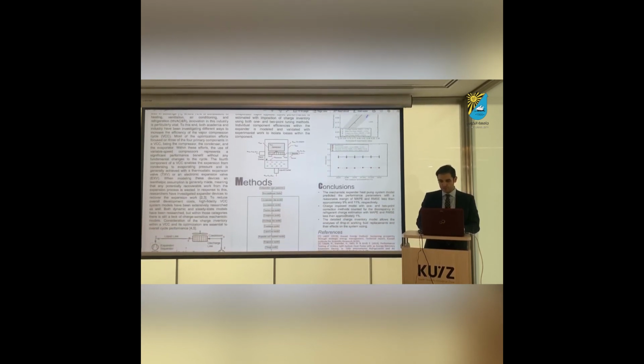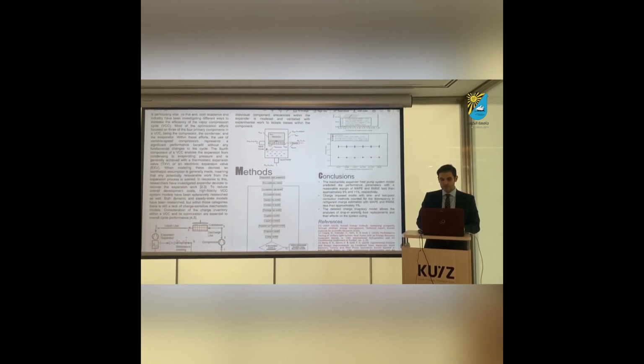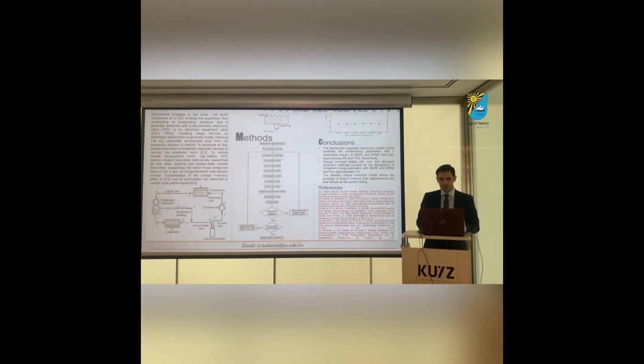In summary, the system model predicted results within a quite accurate range of error. The charge imposed model estimated the error within less than 1%. The detailed model has the potential to allow us to examine drop-in refrigerants such as natural refrigerants or flammable refrigerants for sustainable systems. In the end, I'd like to thank the research sector for sponsoring this project.